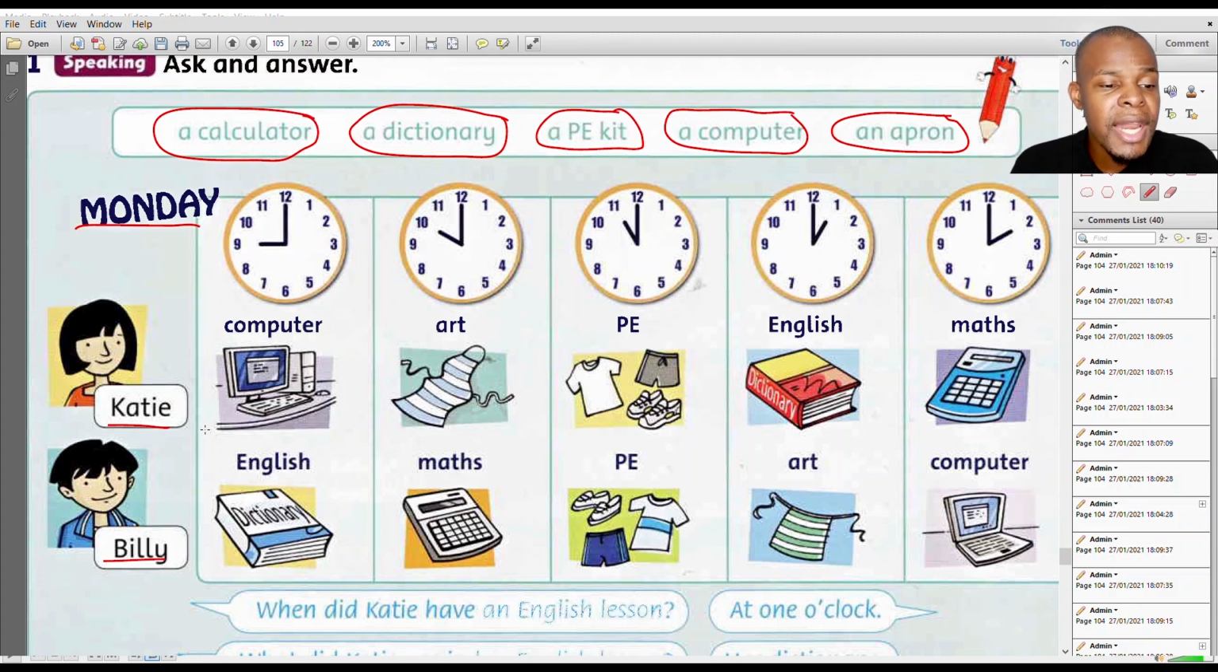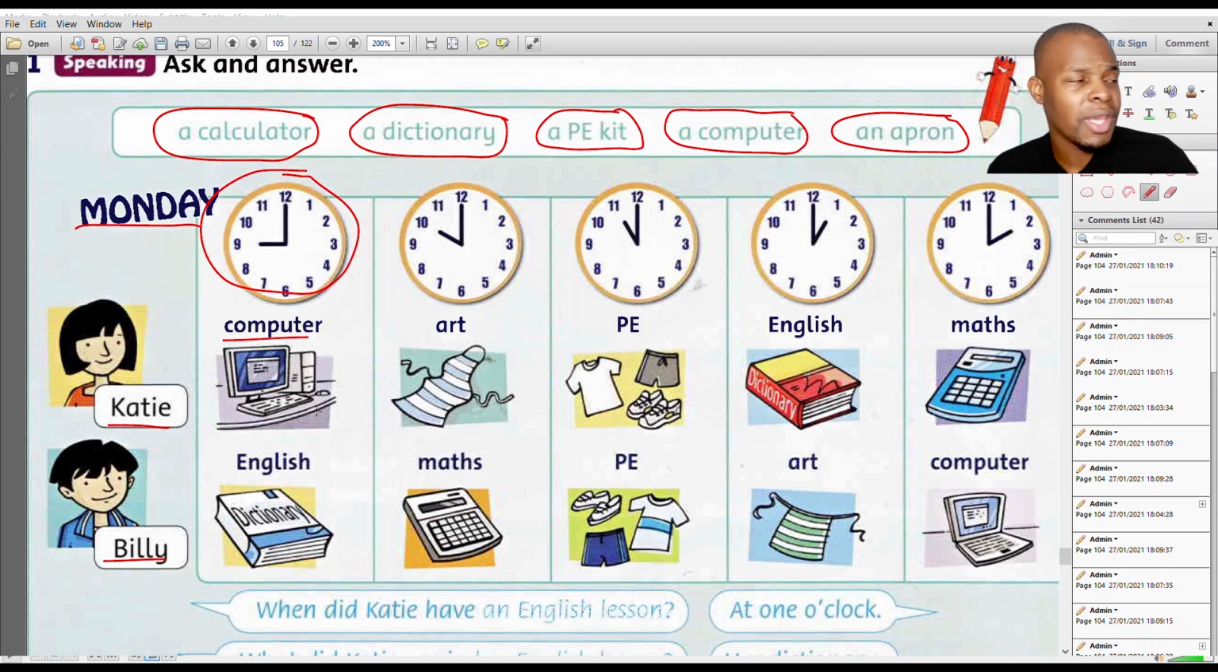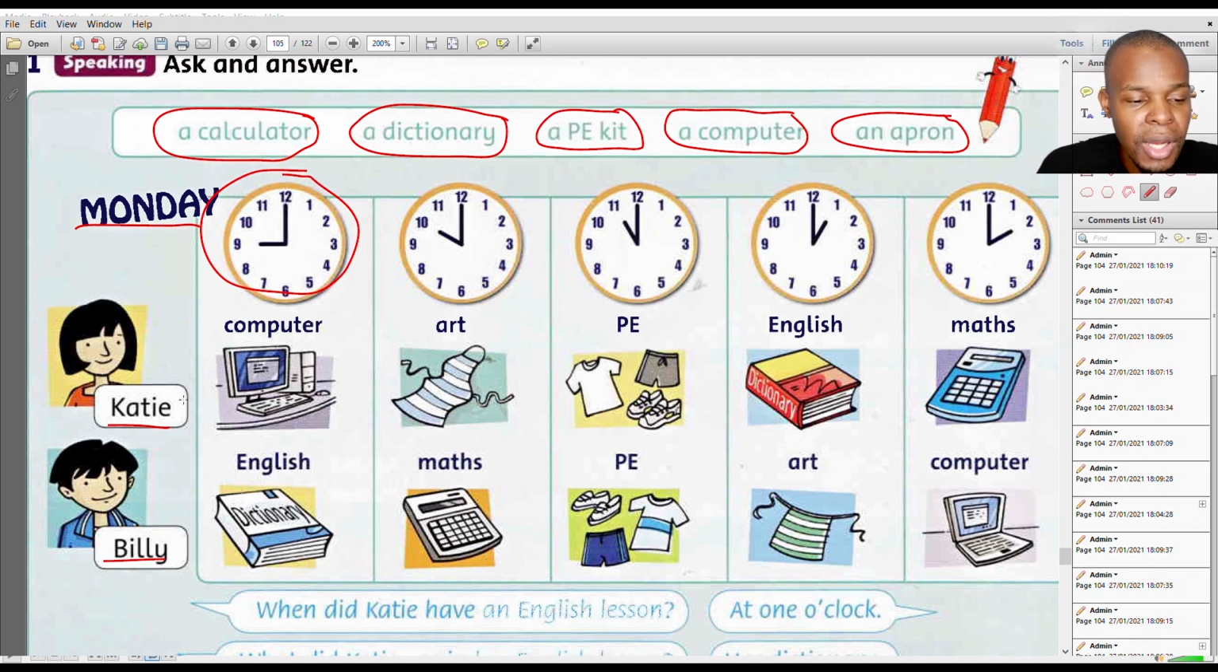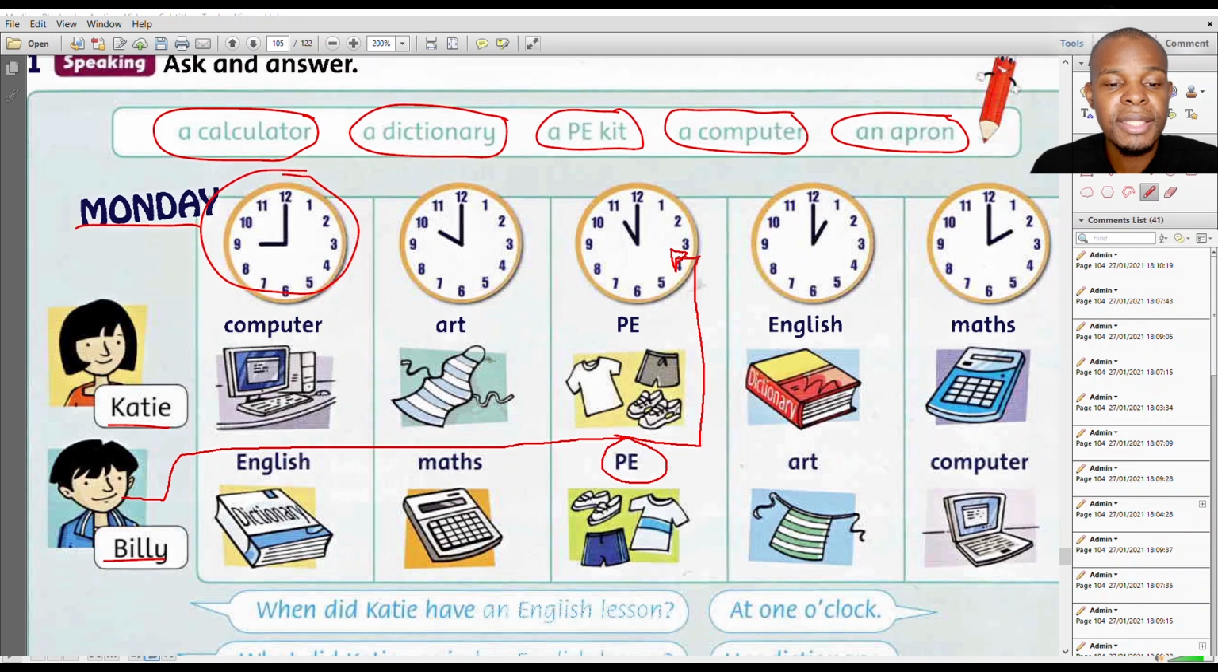So if we look at 9 o'clock and you want to ask a question, it's like, Teacher T, when did Kate have computer class? And then we can say, at 9 o'clock. She had computer class at 9 o'clock. And then if I want to ask about Billy, when did Billy have PE class? At 11 o'clock.